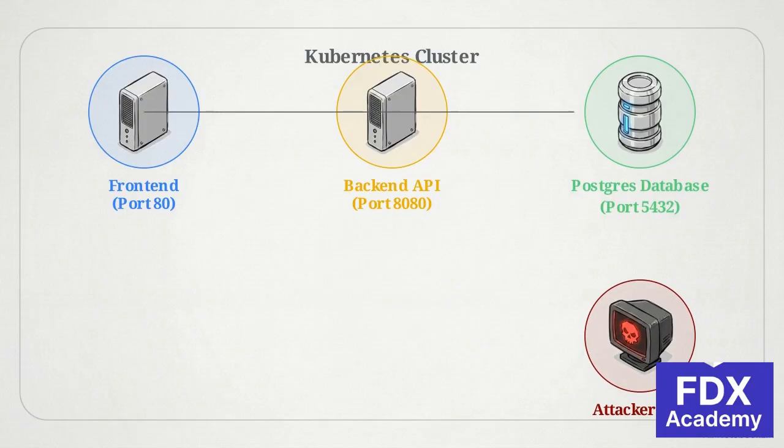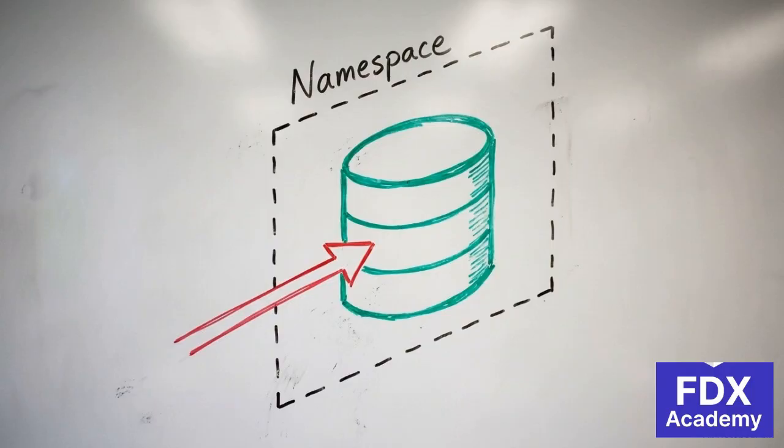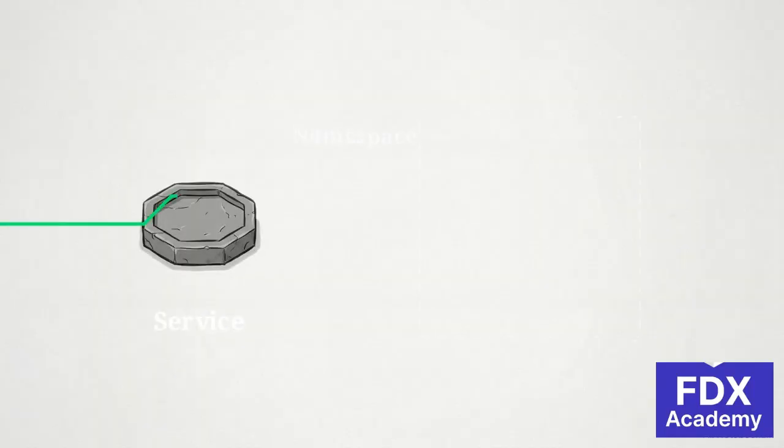Because of those open defaults, this map reveals a massive security risk. The attacker pod has a direct line to your sensitive database. It is a common mistake to think that a Kubernetes service acts as a firewall, or that putting your database in a separate namespace provides network isolation. Services only route traffic, and namespaces only organize resources. Neither mechanism blocks a network connection.